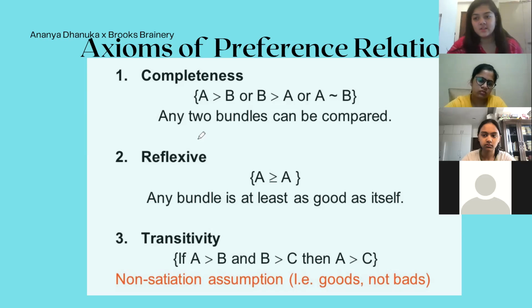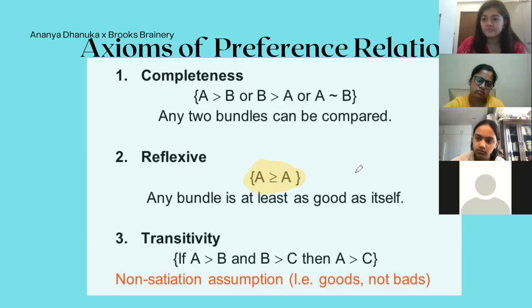Okay. Reflexiveness. So reflexiveness here is also referred to as the axiom of sanity. Why is that, right? If you see here, they've compared the same bundle, and it says any bundle is at least as good as itself. So if you're choosing between ice cream and ice cream, ice cream is at least as good as ice cream. Because otherwise, if you can't even compare ice cream, then there's no sanity that's there.